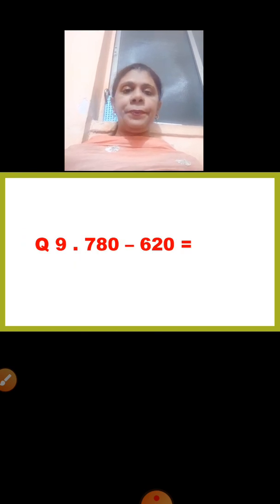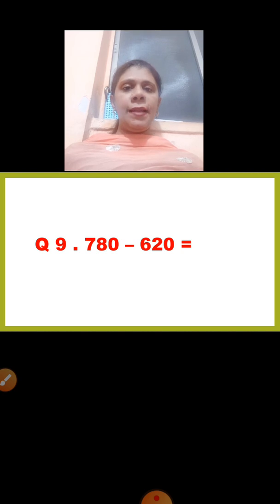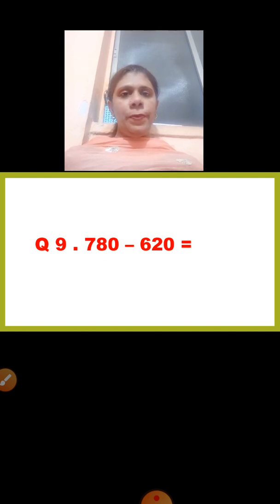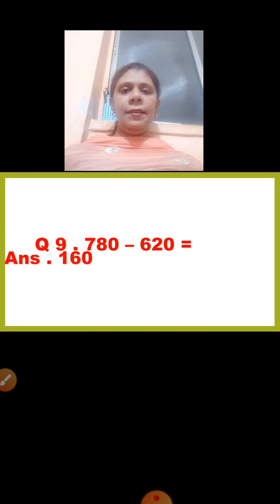Now question number 9. 780 minus 620. So children, subtract this sum and tell me what is the answer. Yes, 780 minus 620. Solve this sum in your book and tell me the answer. Yes children. Finished? Okay, tell me the answer.